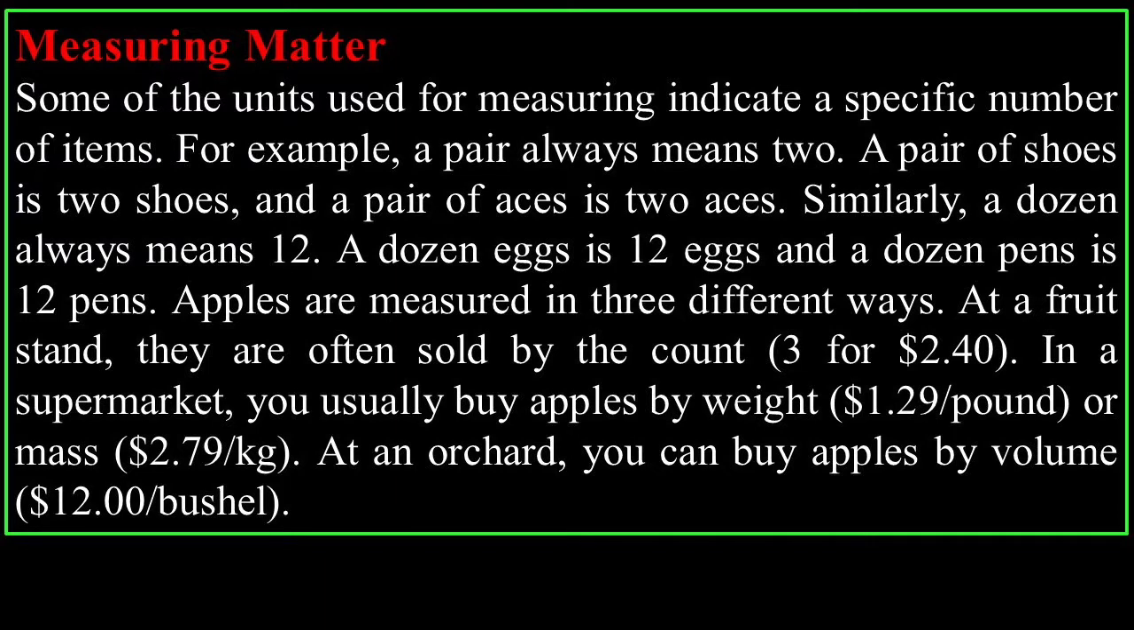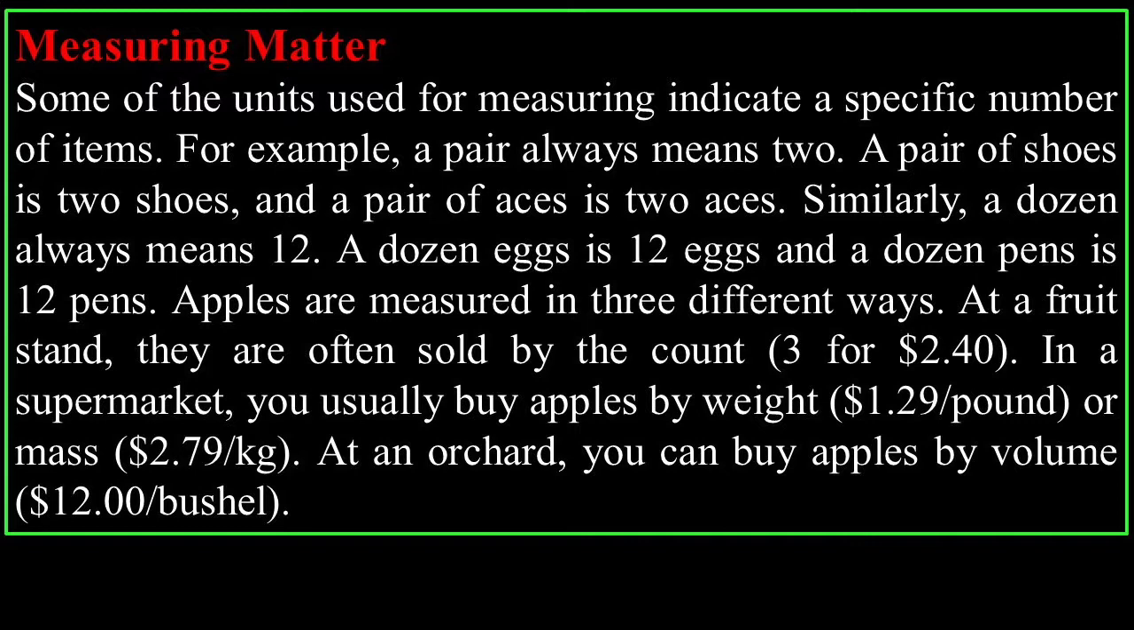Some of the units used for measuring indicate a specific number of items. For example, a pair always means two. A pair of shoes is 2 shoes. A pair of aces is 2 aces. Similarly, a dozen always means 12. A dozen eggs is 12 eggs, and a dozen pens is 12 pens.